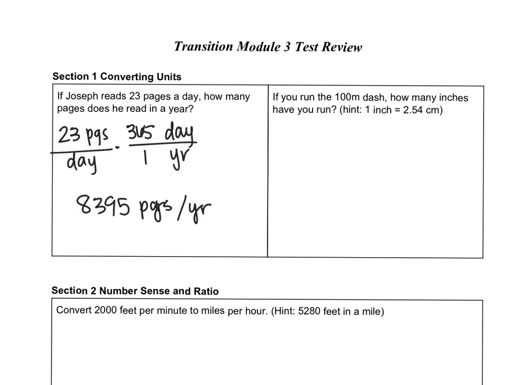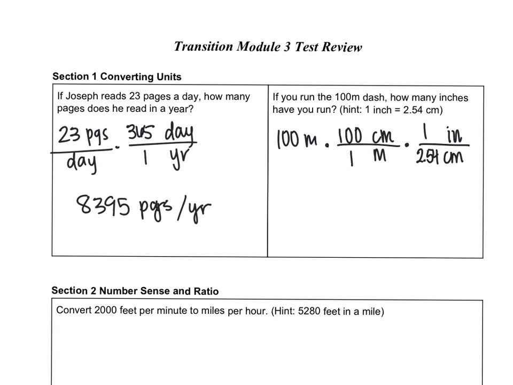Secondly, we have, if you run the 100-meter dash, how many inches have you run? And we know that 1 inch equals 2.54 centimeters. So we currently have 100 meters. My first step is to get rid of my meters and convert to centimeters. There are 100 centimeters in 1 meter. And then lastly, I can convert from centimeters to inches. And there are 2.54 centimeters in 1 inch.